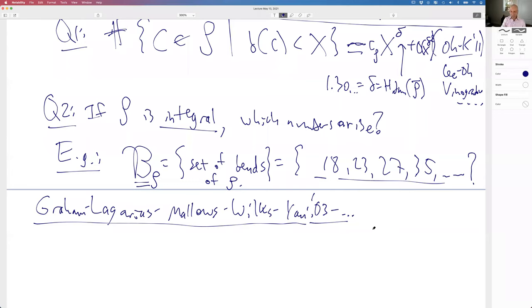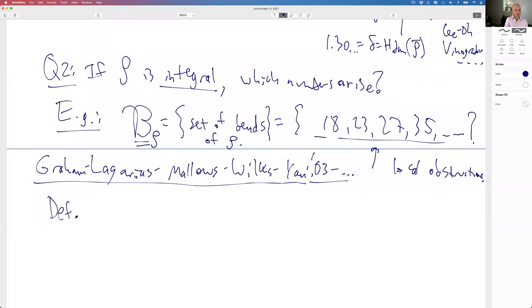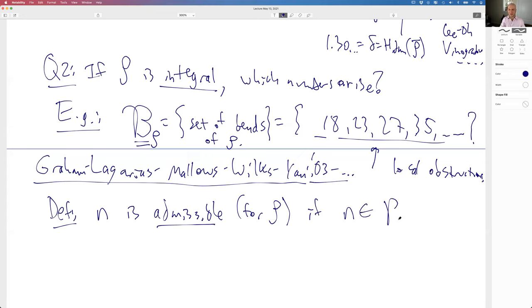So Graham, Lagarias, Mallows, Wilks and Yan observed that there were some local obstructions here. You only saw certain residue classes, it turned out mod 24. We say N is admissible for a fixed packing P if N is in the set of bends mod Q for all Q. Are we interested in characterizing B for a fixed packing? No, we want to know, given a fixed packing, what set of bends will you see for that packing? Yeah, thanks. Please keep the questions coming.